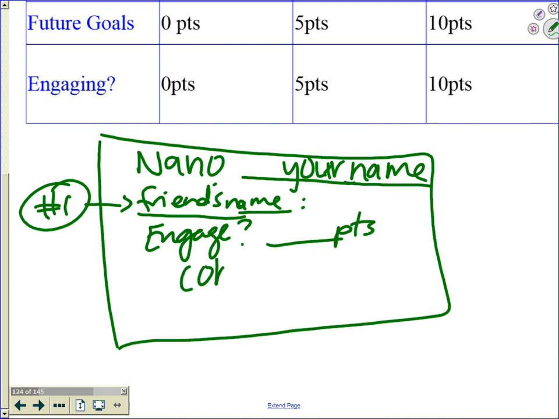And then you're going to give me a comment on their presentation. It can be related to their verbal presentation, their visual presentation, or something else they shared. Okay, so we're going to try to hit 2 presenters. Cool? Write your name. You're going to write somebody else's name. You'll give them some number of points, and then you'll make a comment.